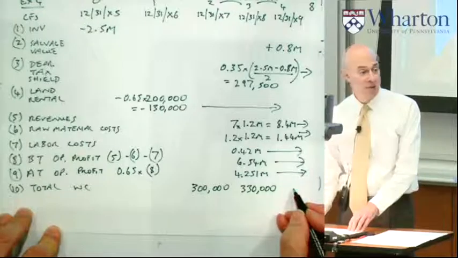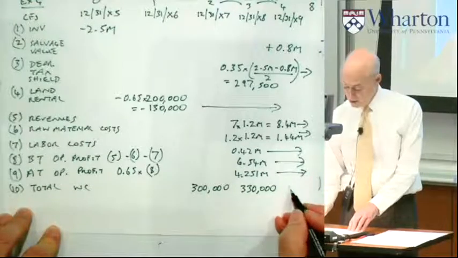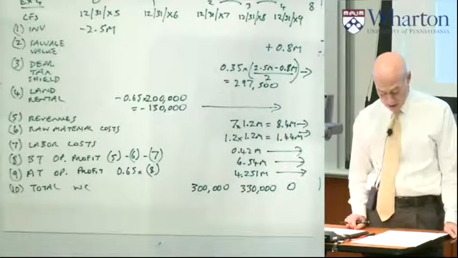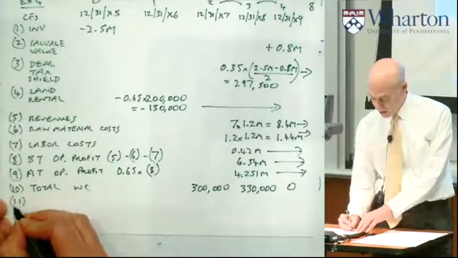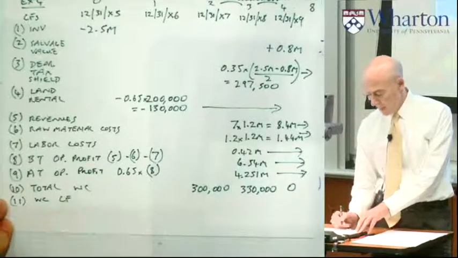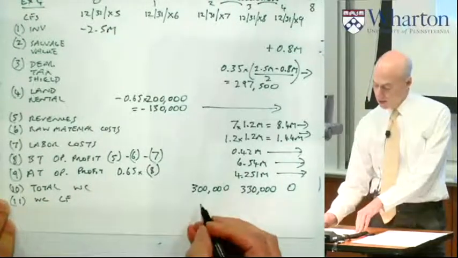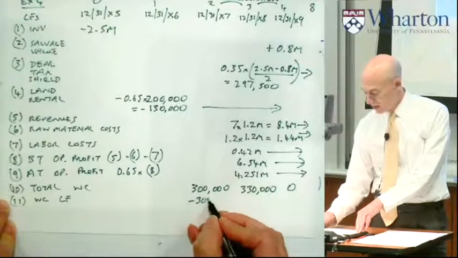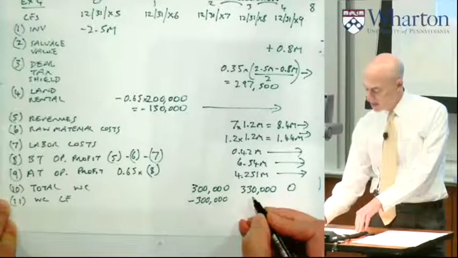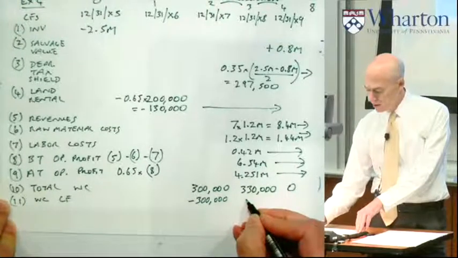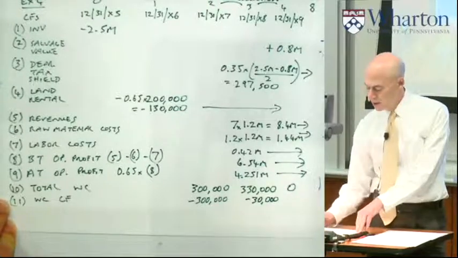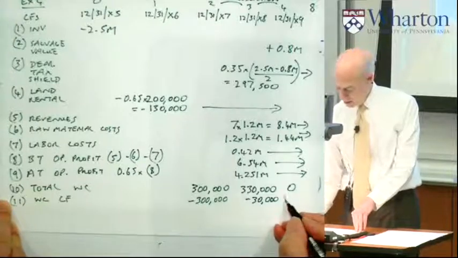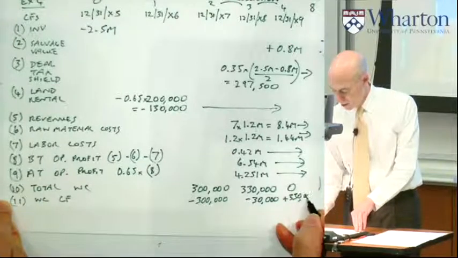When the project's over, what are you going to do with the inventories? Sell them off. So our total working capital needs is 0. So the working capital cash flow is how much? At date 2, yeah, we have negative 300,000. At date 3, we have negative 30,000. And then what do we have at date 4? Plus 330,000.